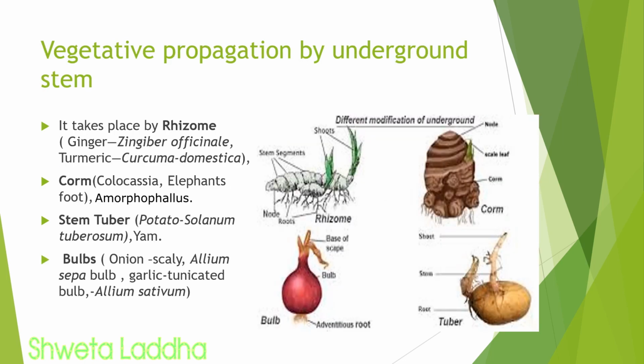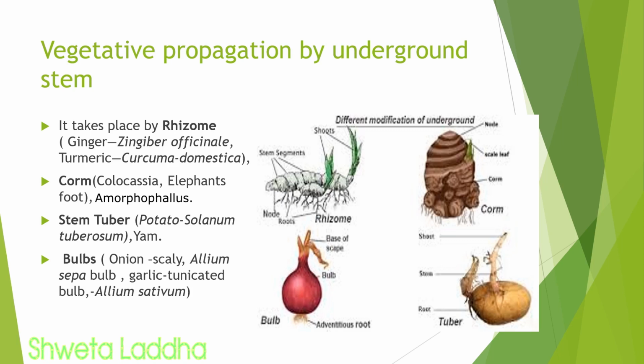The next vegetative propagation we will study is by underground stem. The main purpose of underground stem is to store food. Also, they serve the purpose of vegetative propagation, that is perennation. Let us take the first example, rhizome. We have already studied this concept in 11th standard. Rhizome is an underground fleshy stem. It grows dorsiventrally. Its main purpose is to store the food.